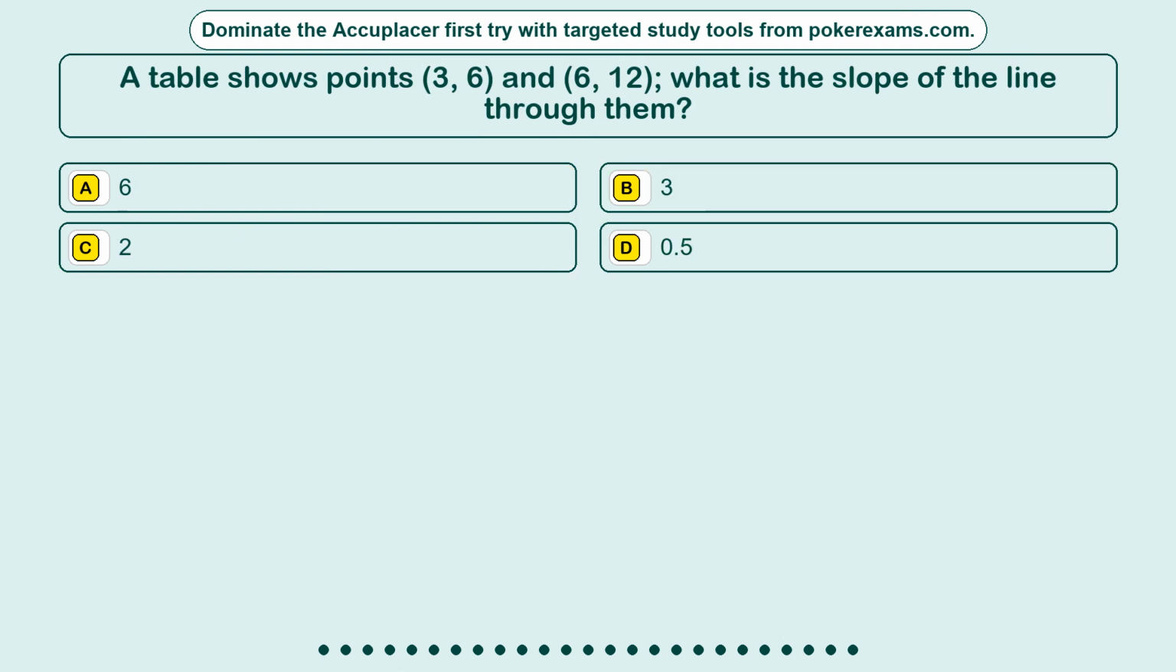Question 11. A table shows points (3, 6) and (6, 12). What is the slope of the line through them? Option A, 6. Option B, 3. Option C, 2. Option D, 0.5.